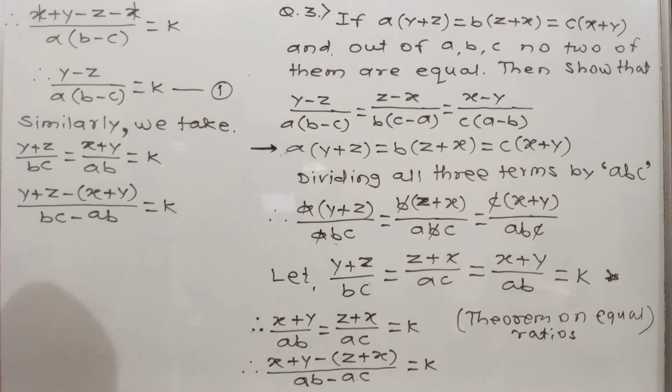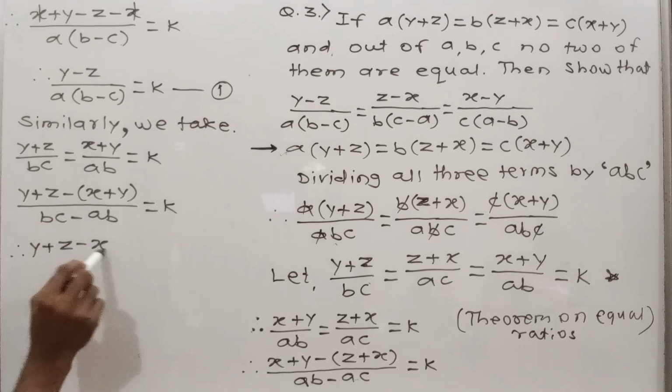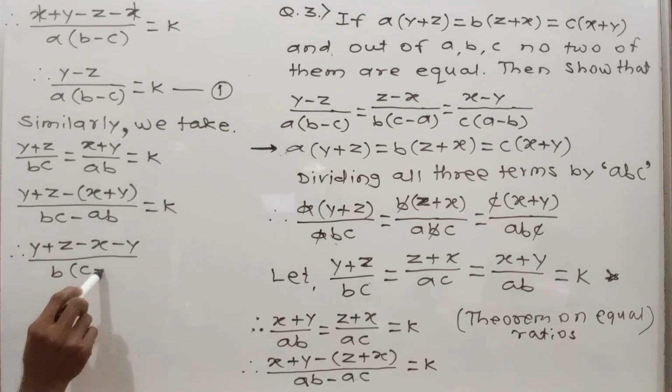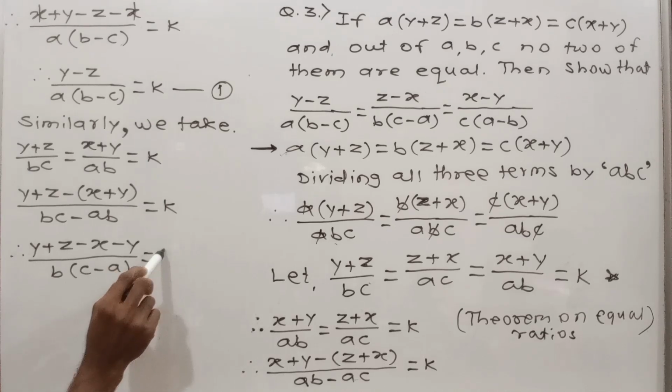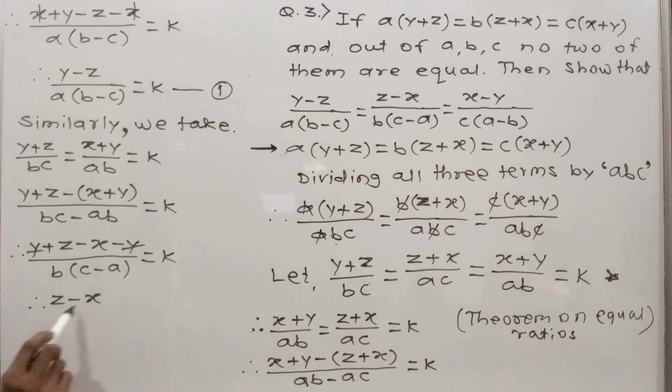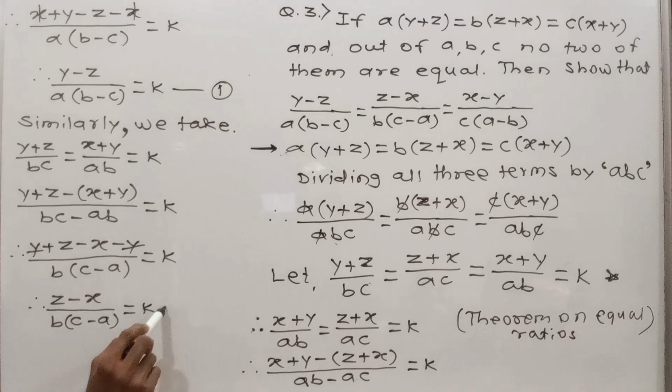Did you understand? Therefore (y + z − x − y)/b(c − a) = k, with b common. y cancels. Therefore (z − x)/b(c − a) = k. This is equation number 2.